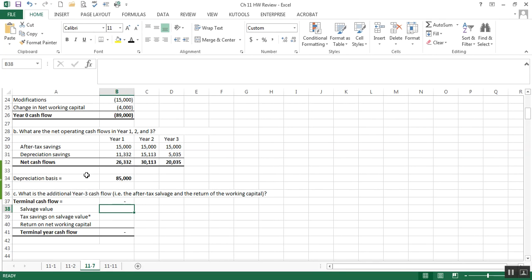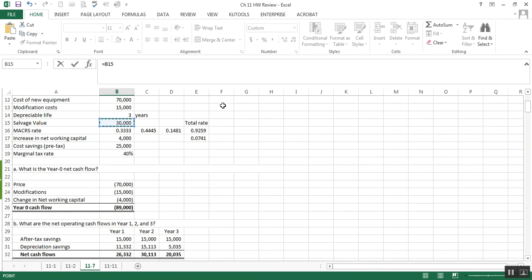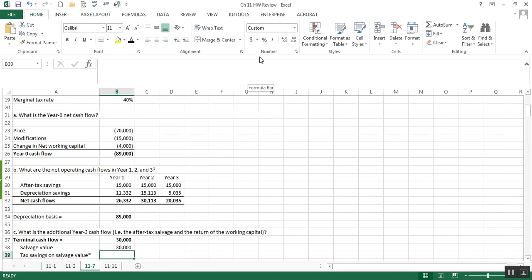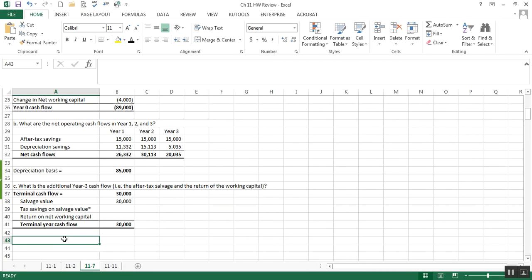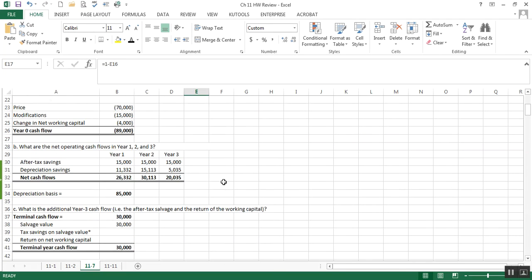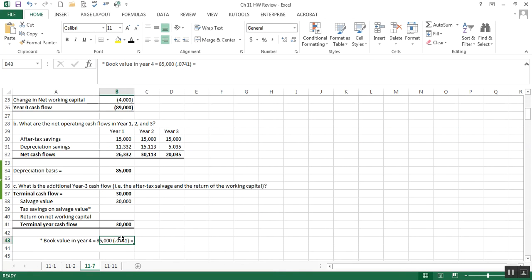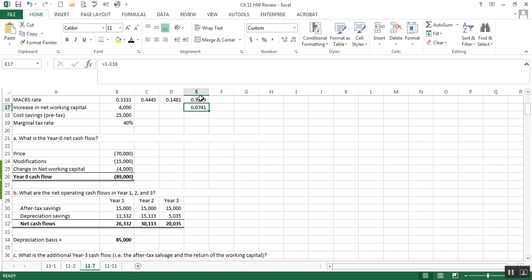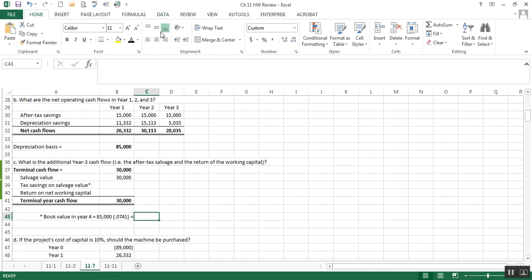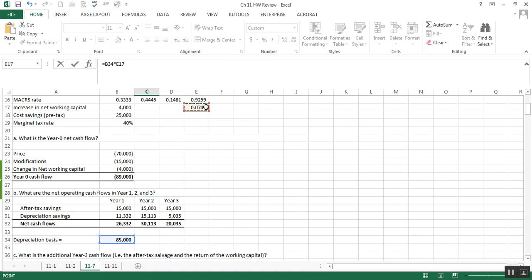It's calculated by looking at our salvage value, the tax savings on our salvage value, and the return of working capital. So let's start with our salvage value. We were told it's 30%. Okay, and then we have our tax savings. We need to calculate how much is left on the books. So let's take a look. Our book value in year 4 is $85,000 times the remaining 0.0741. Remember, we calculated this up here, 1 minus the depreciation that we already took. So it's going to equal our 85,000 times our 0.0741.